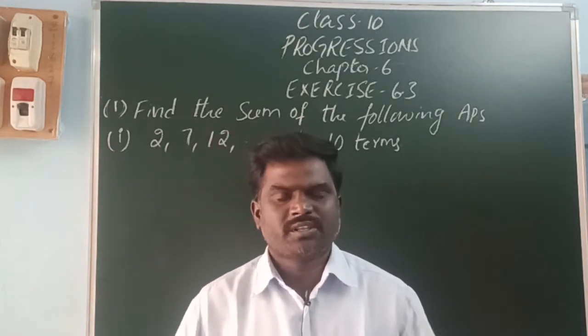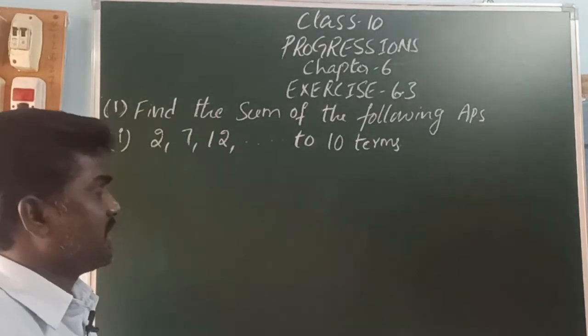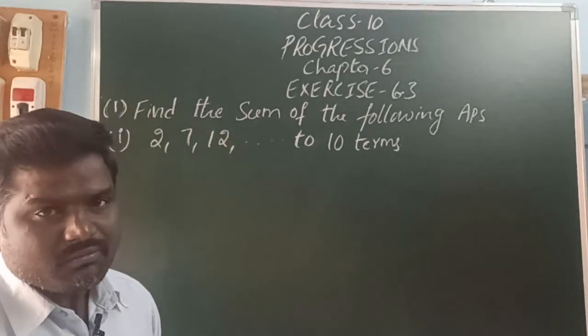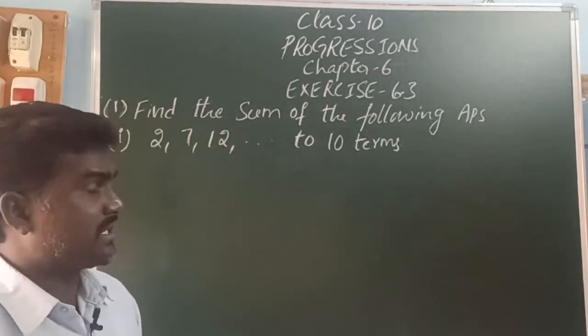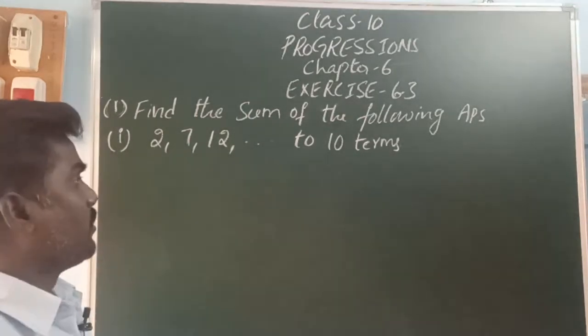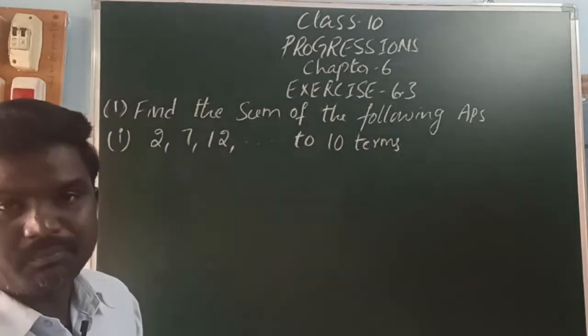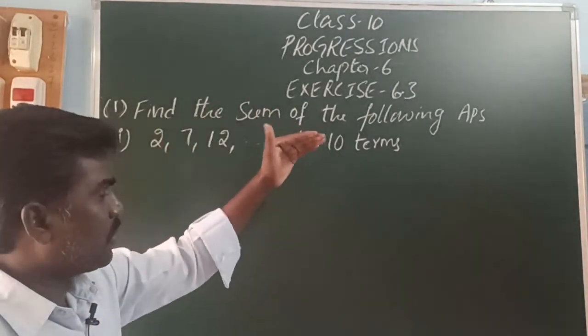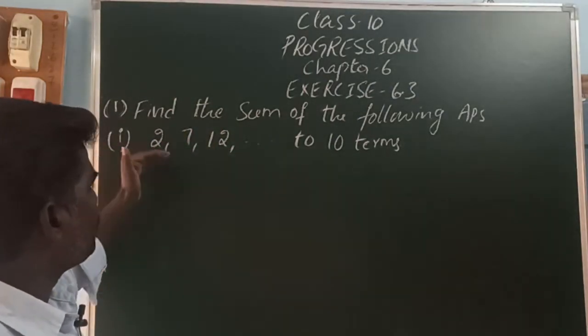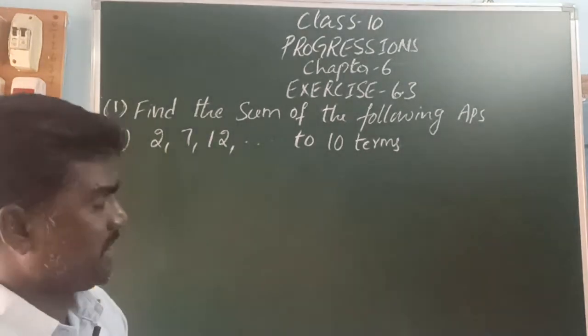Today I am going to explain class 10 Progression, Chapter 6, Exercise 6.3. In previous videos I explained up to Example 16. Today I am going to explain Exercise 6.3, first Roman. Find the sum of the following APs. First one: 2, 7, 12, and so on, 10 terms. So they are asking for the sum of the following AP.